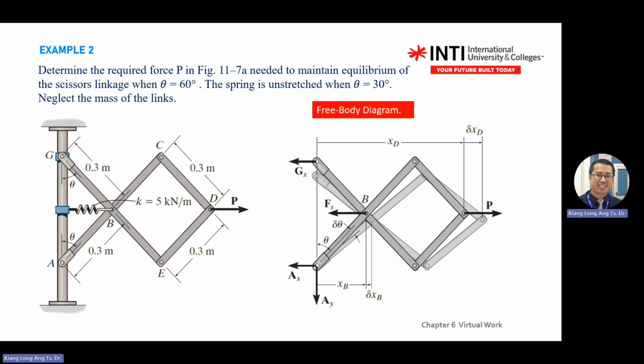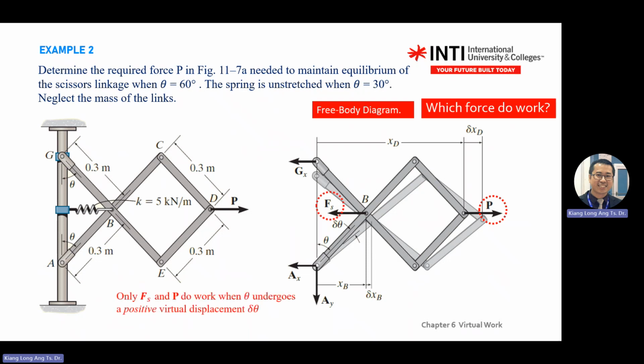P will do work. P moves to the right, and the distance also moves to the right, so it generates positive work by P. Spring will do negative work because the force pushes to the left, but the distance moves to the right. So the spring will do negative work. Just highlight there: once you identify which forces do work, Fs does work.